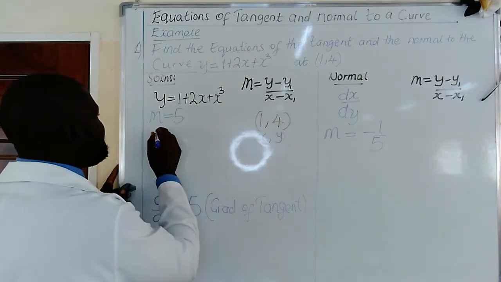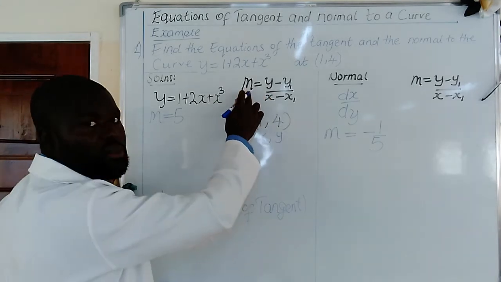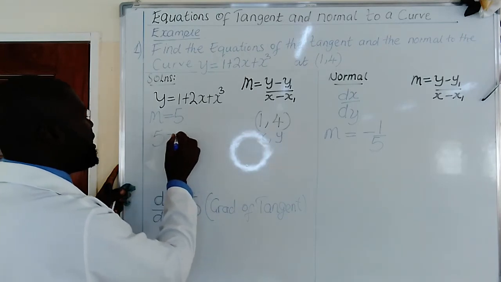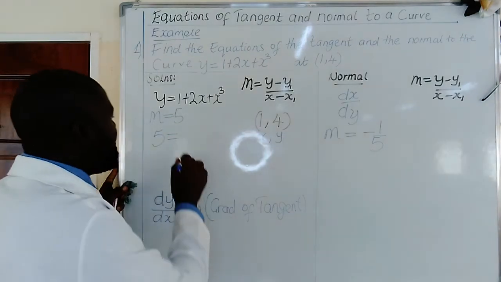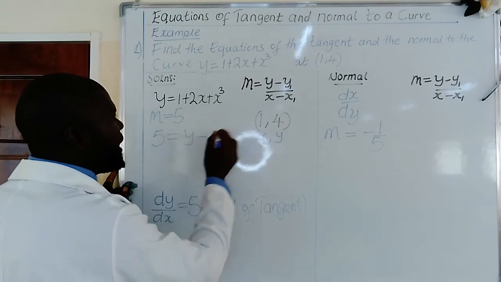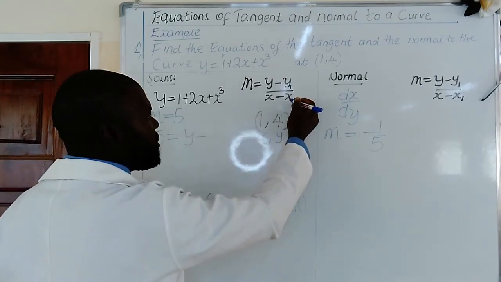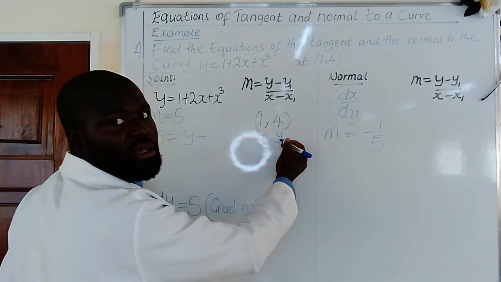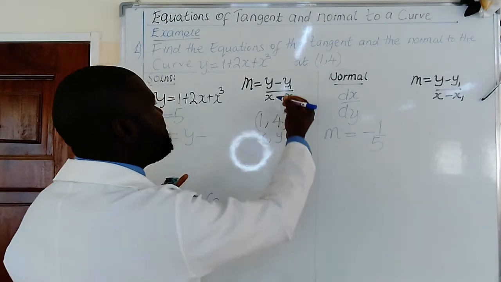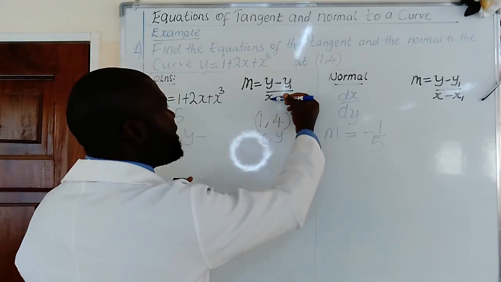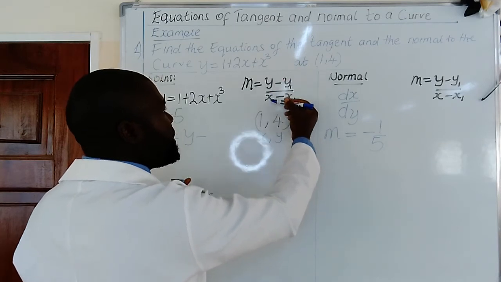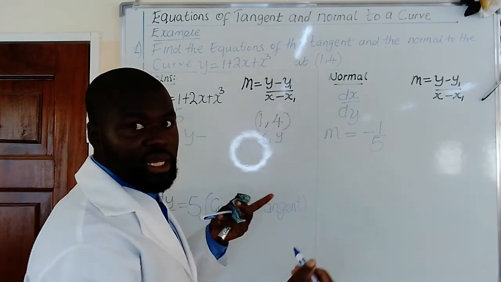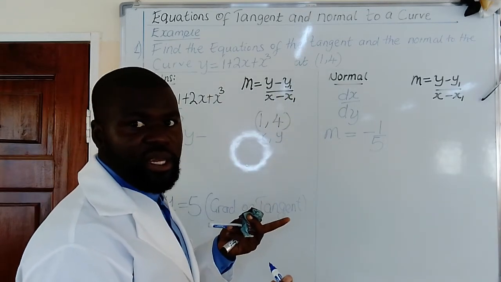So we substitute into the formula. For m we put the 5, is equal to y minus, where we have y1 and x1, that's where we put the values of x and y. Alternatively, you could use where you have x and where you have y. That's where you could substitute, or you could substitute along here. It's okay as long as you are uniform in your substitution.